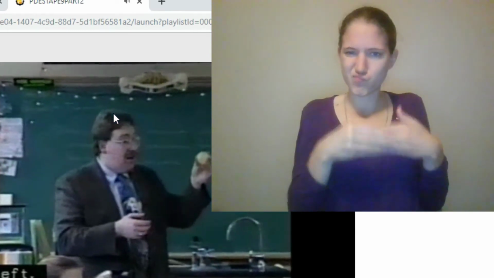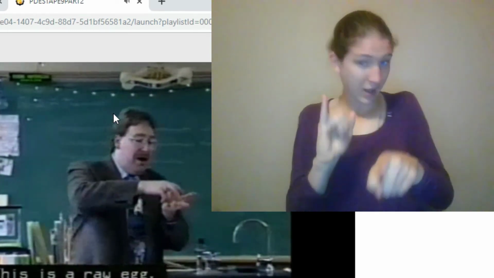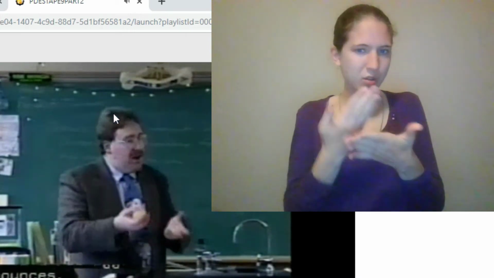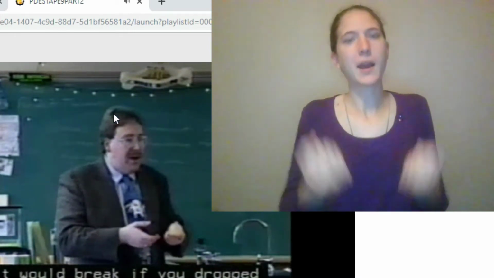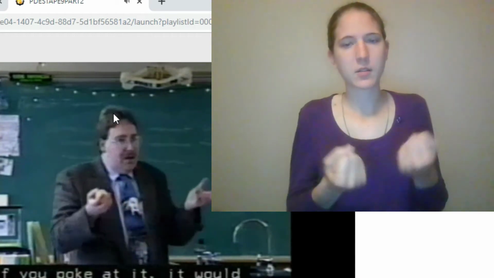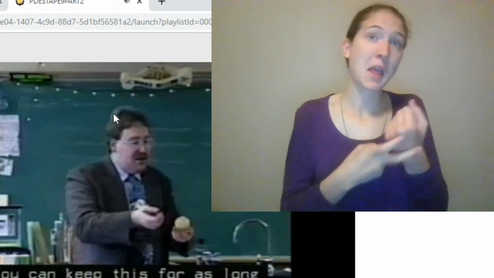This is a raw egg. This is not a cooked egg. This is a raw egg. It bounces. It would break if you dropped it, or if you poke at it, it will break. You can keep this for as long as you want. You could cook it if you want.